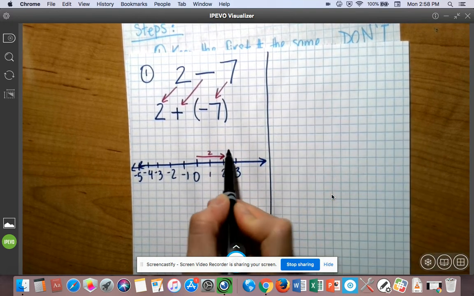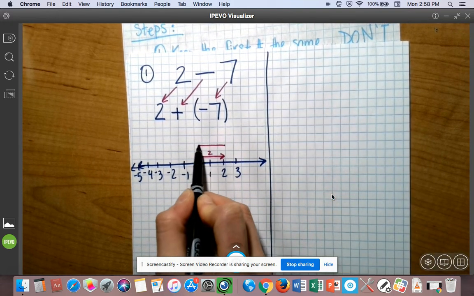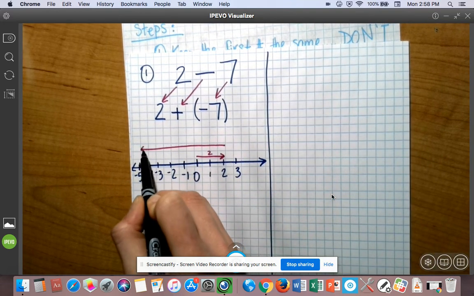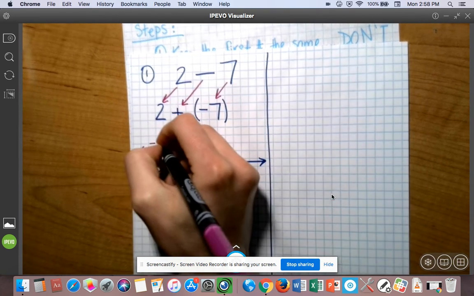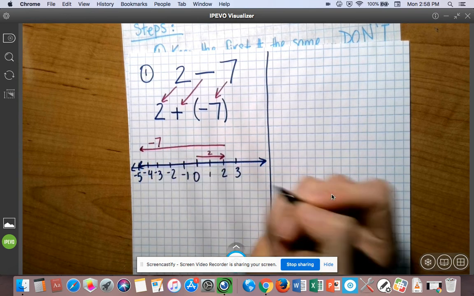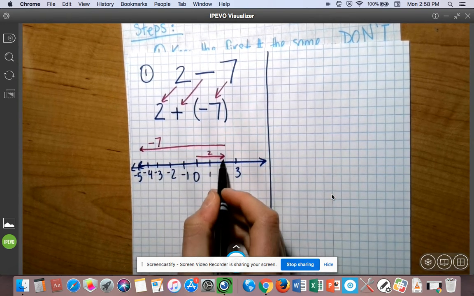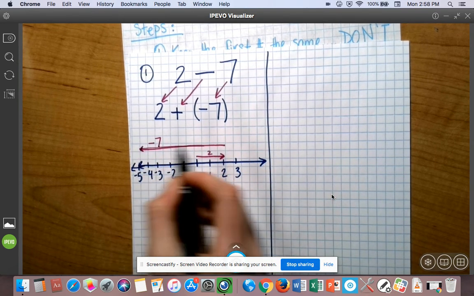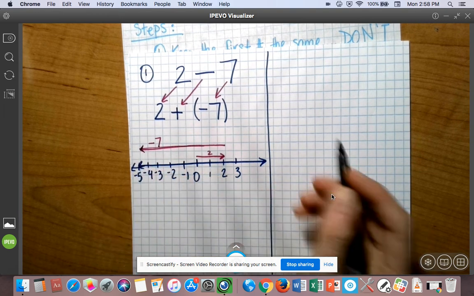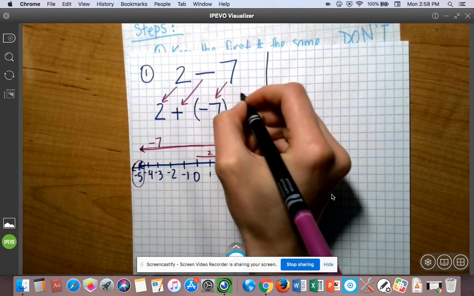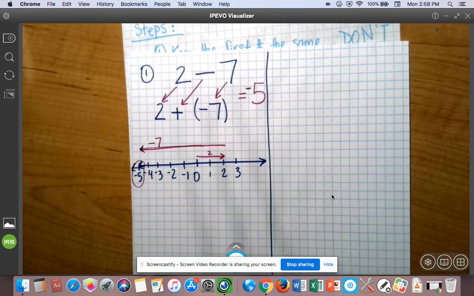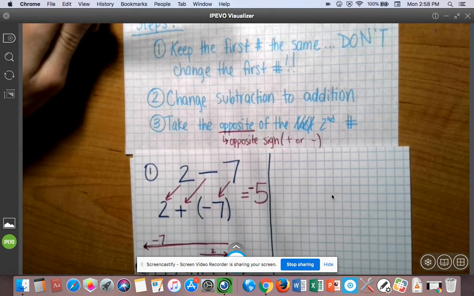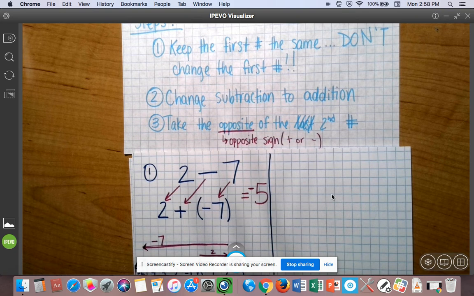7 spaces. So I'm going to go from 2 all the way 7 spaces, and I'm going to end up at negative 5. I'm going to write this like this, negative 7. So I start at positive 2, and we can think of this as minus 7 or adding a negative 7. And my answer for both is going to be negative 5. For this next one, it's maybe a little bit trickier. We're going to have a couple more negative signs.